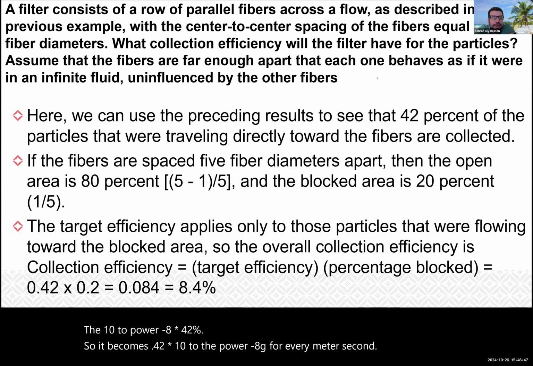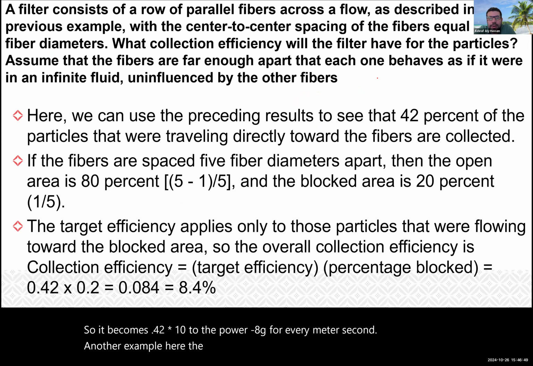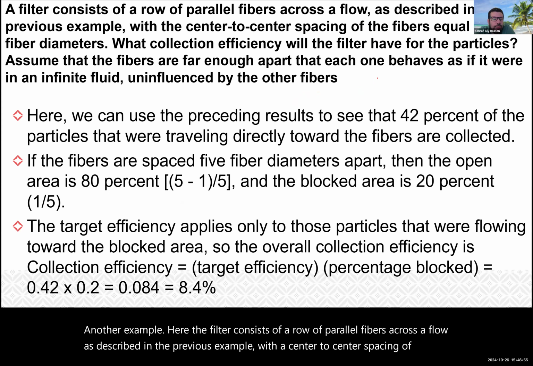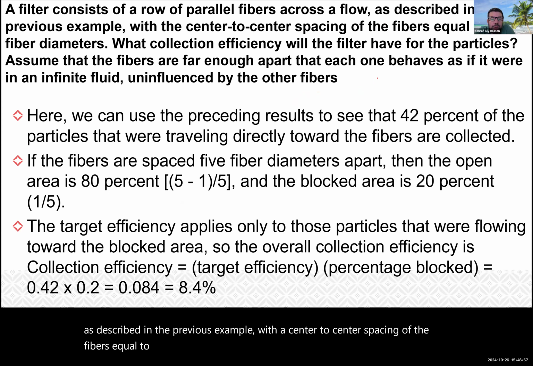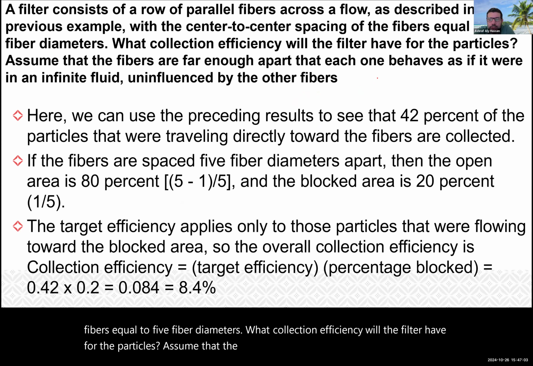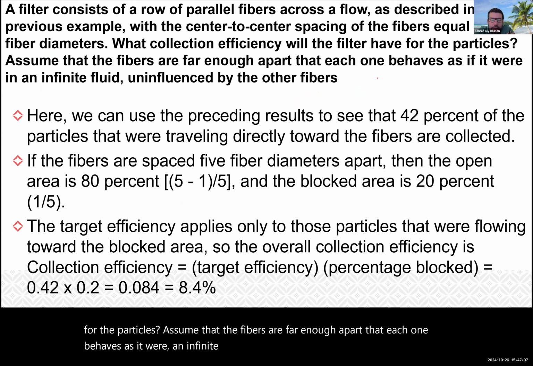Another example here. A filter consists of a row of parallel fibers across a flow as described in the previous example, with a center-to-center spacing of the fibers equal to 5 fiber diameters. What collection efficiency will the filter have for the particles? Assume that the fibers are far enough apart that each one behaves as if it were in an infinite fluid uninfluenced by the other fibers.